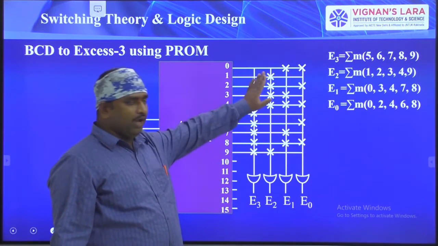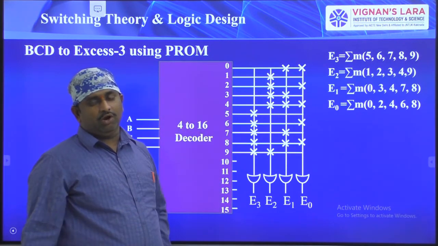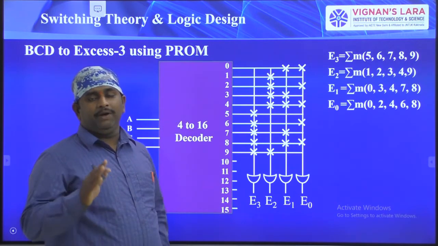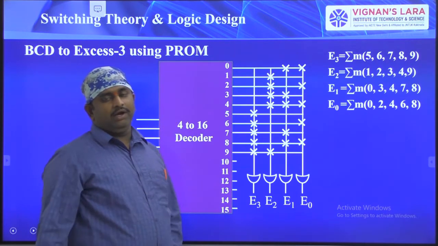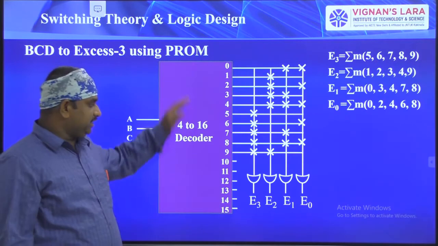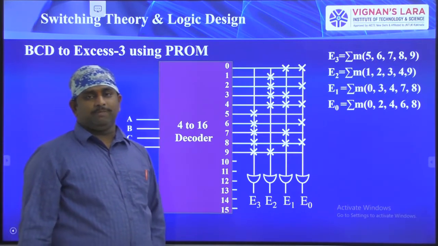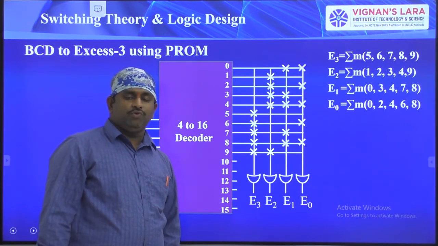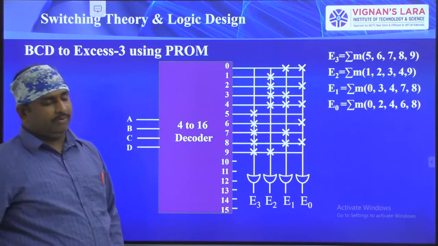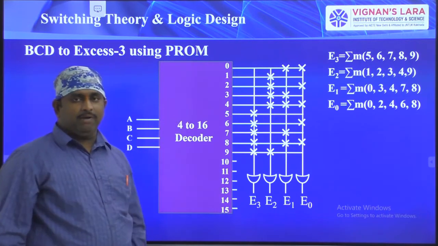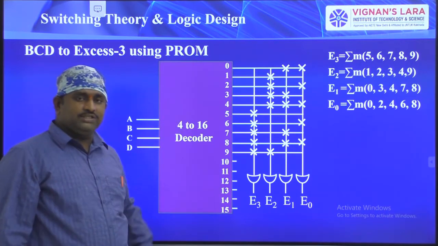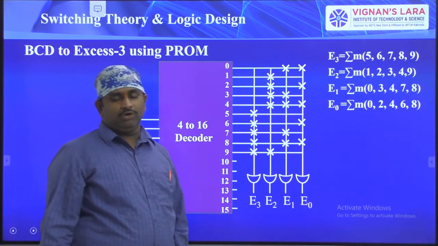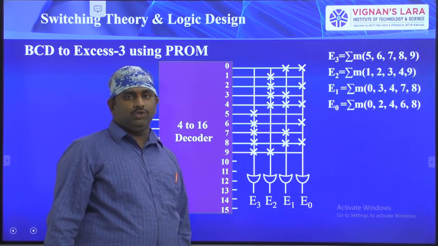The decoder has ready-made minterm outputs. That is, the 4 to 16 decoder has 16 outputs. Each output represents one AND gate output, where the AND gate is formed with the 4 inputs ABCD in a different combination, where 0 is A bar, B bar, C bar, D bar, and 15 is ABCD. But 10 to 15 we don't bother about; there is no necessity of those outputs.